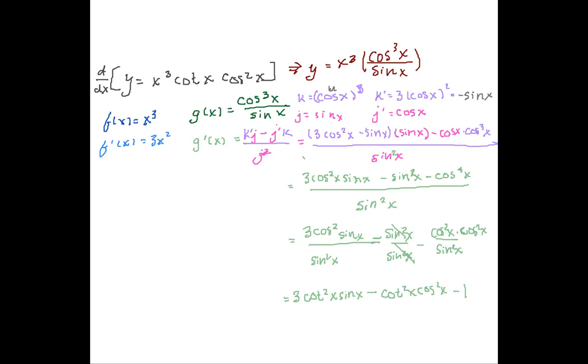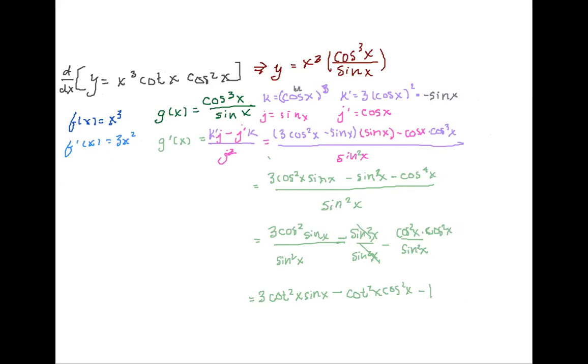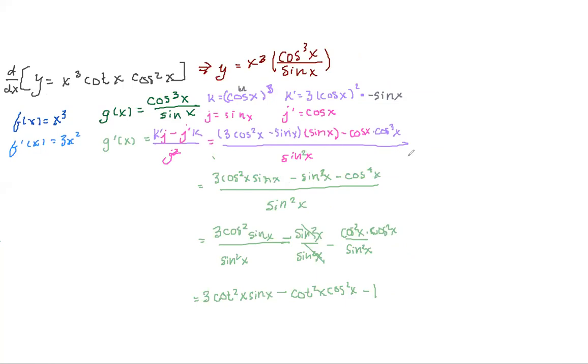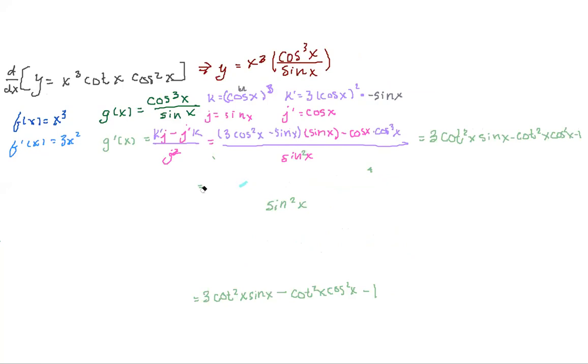I'm going to squish this out a little bit further, and I'm going to rewrite it. Actually, we probably don't need to rewrite it, but I'm going to do it anyway over here so that we have a little bit more room to do the product rule. Squared x sine x minus cotangent squared x cos squared x minus 1. Okay, so that was a lot of just algebra, putting stuff together, taking it apart, to end up with g prime. We needed to use both the quotient rule and the chain rule to find that.